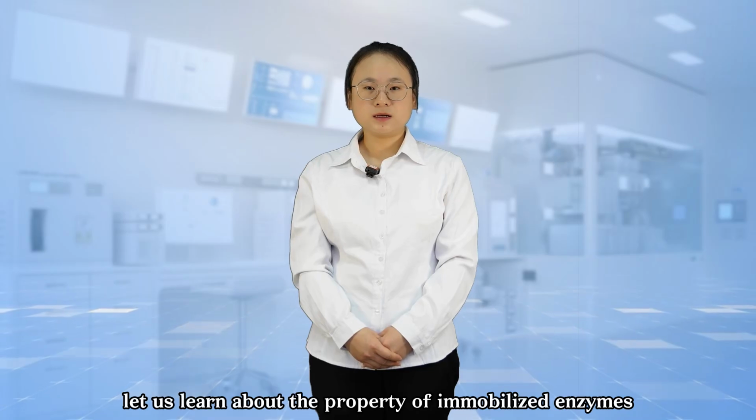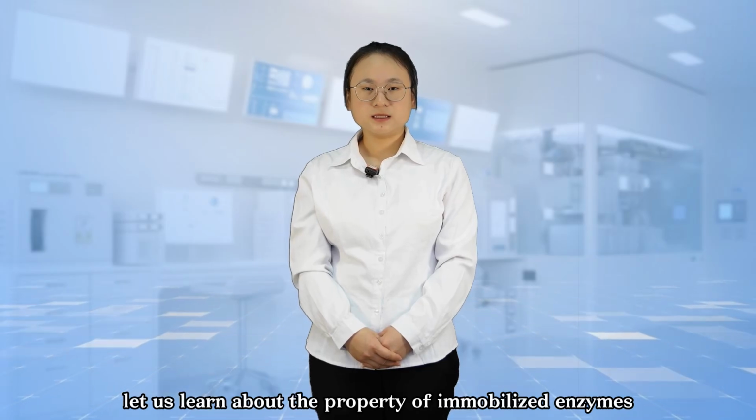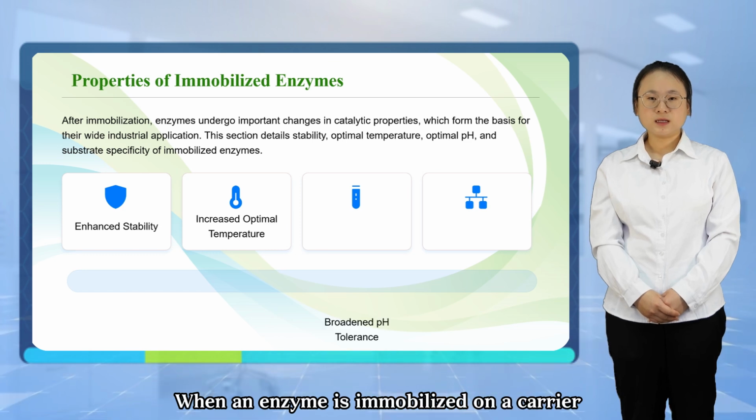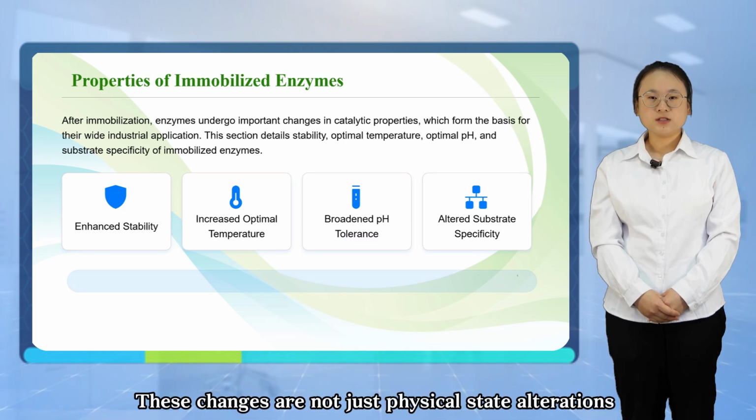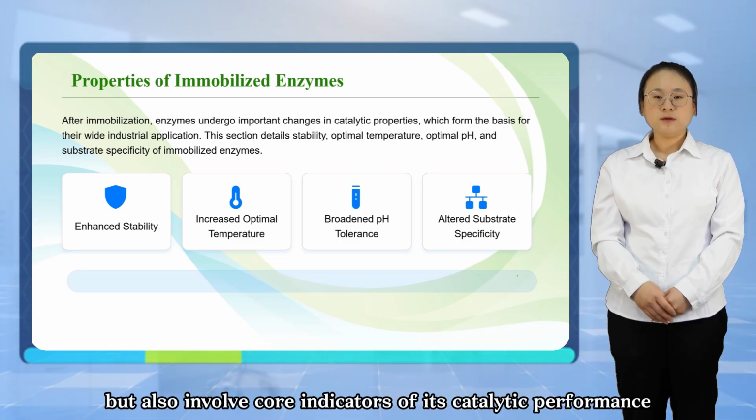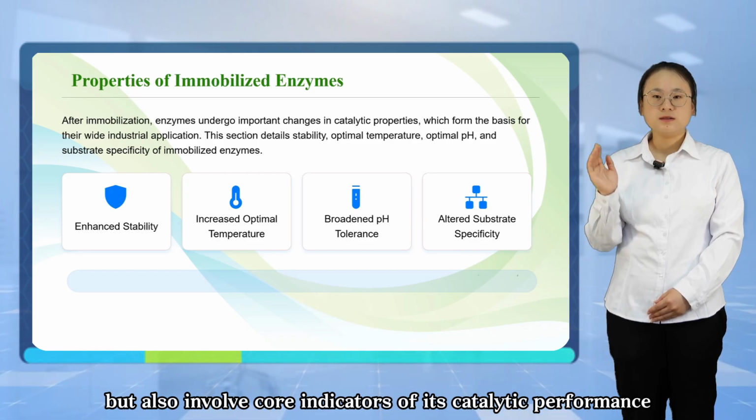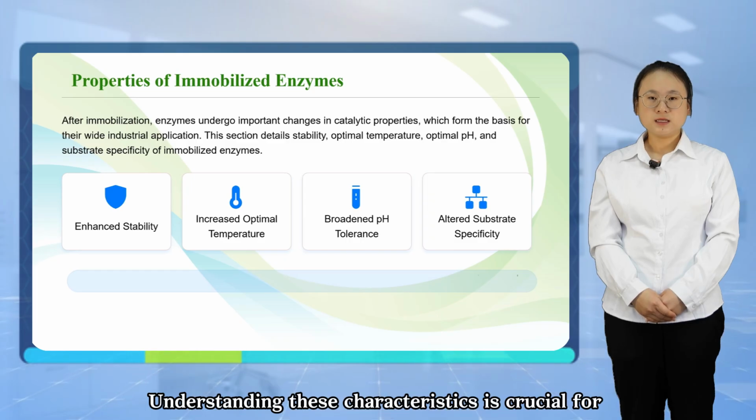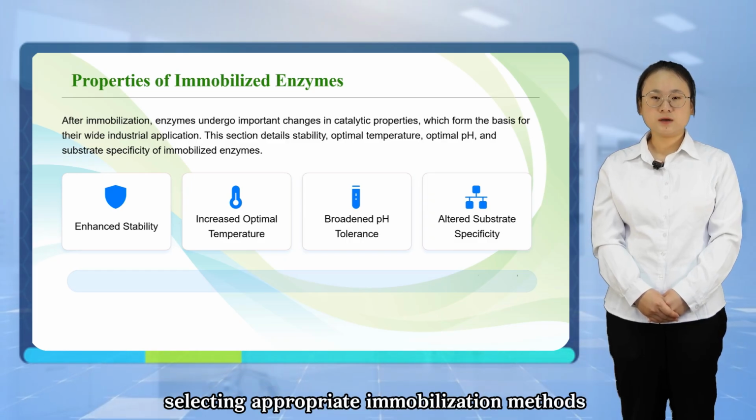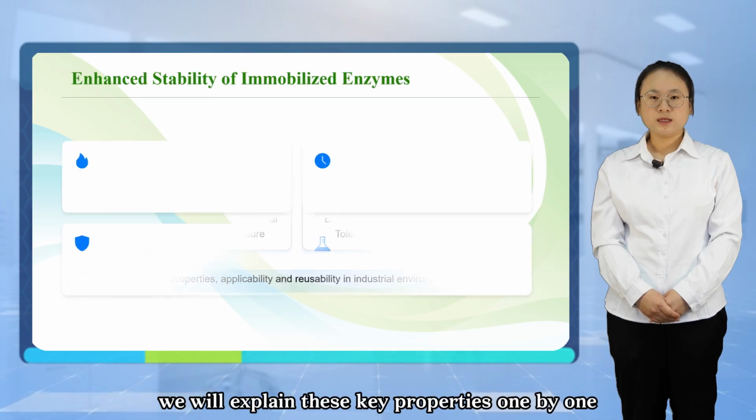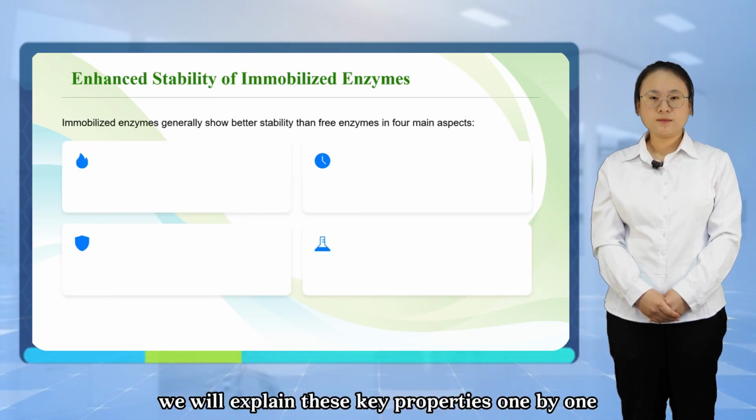Now, let us learn about the properties of immobilized enzymes. When an enzyme is immobilized on a carrier, some changes occur. These changes are not just physical state alterations, but also involve core indicators of its catalytic performance. Understanding these characteristics is crucial for selecting appropriate immobilization methods and optimizing reaction conditions. Next, we will explain these key properties one by one.